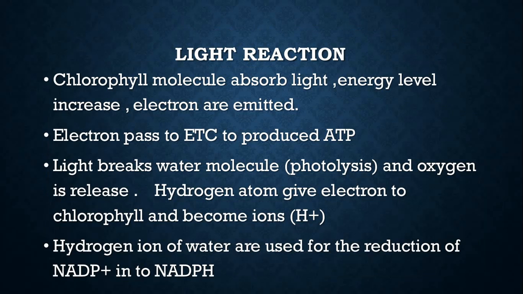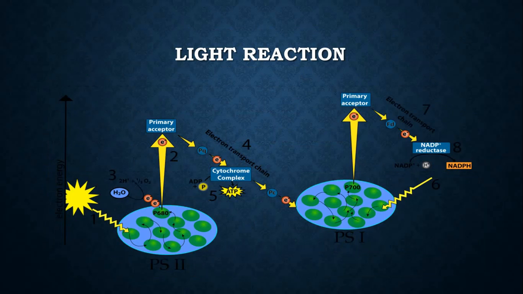Now let's see the light reaction. The first point is that the chlorophyll molecule absorbs light. Its energy level increases and electrons are emitted. Let's see the diagram. These are two molecules of chlorophyll, 1 and 2. You know about electron energy, meaning light. With the presence of light, the chlorophyll molecule absorbs it and its energy level increases. Electrons are transmitted. Which electrons? From H2O, because water molecules are present in the chloroplast.